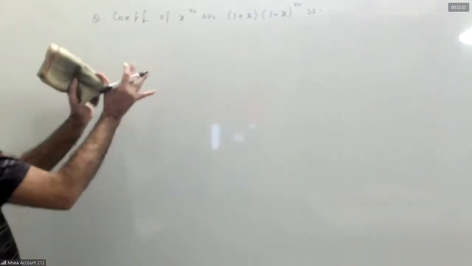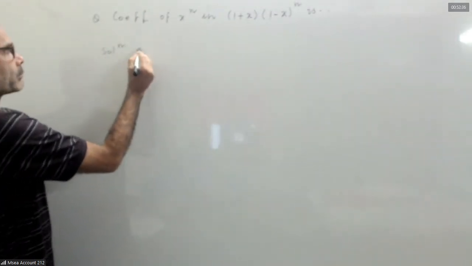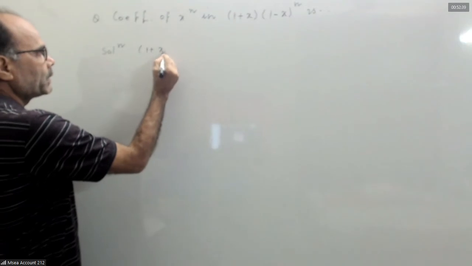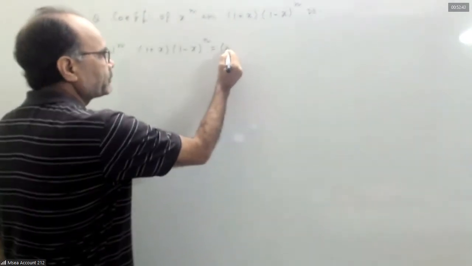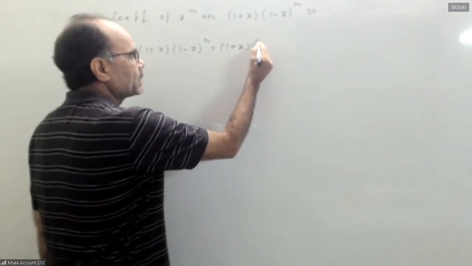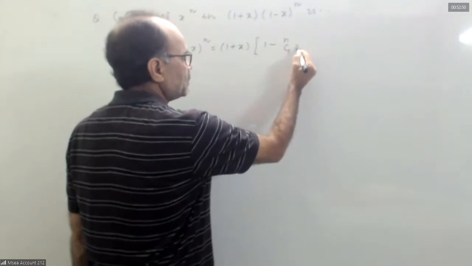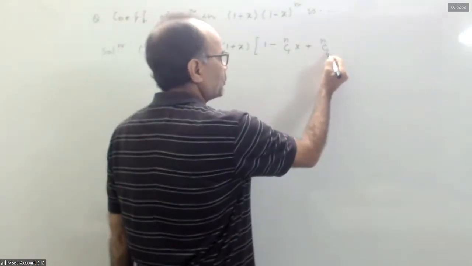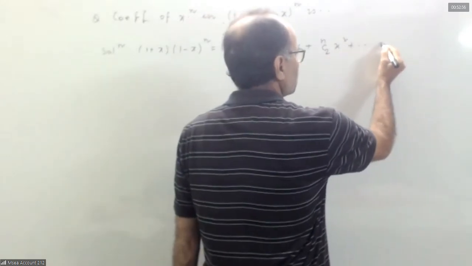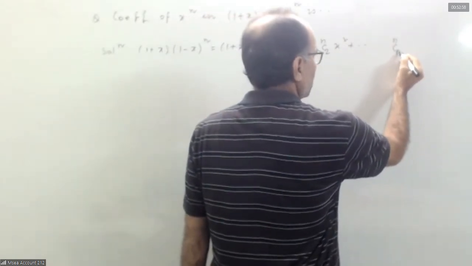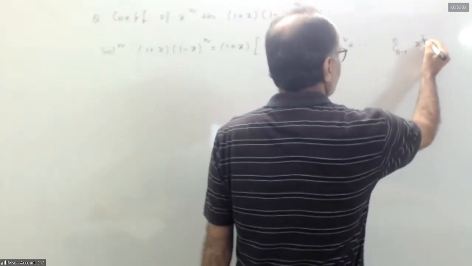Similar way, same as the previous question, (1 plus x) into (1 minus x) to the power n. Keep the first factor as it is. Expand the second factor: 1, minus nC1 x, plus nC2 x square, and so on, plus nC(n minus 1) x to the power n minus 1.